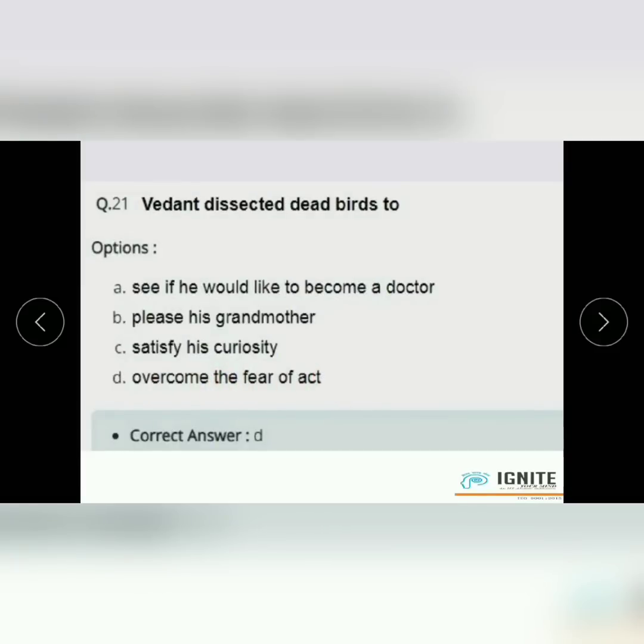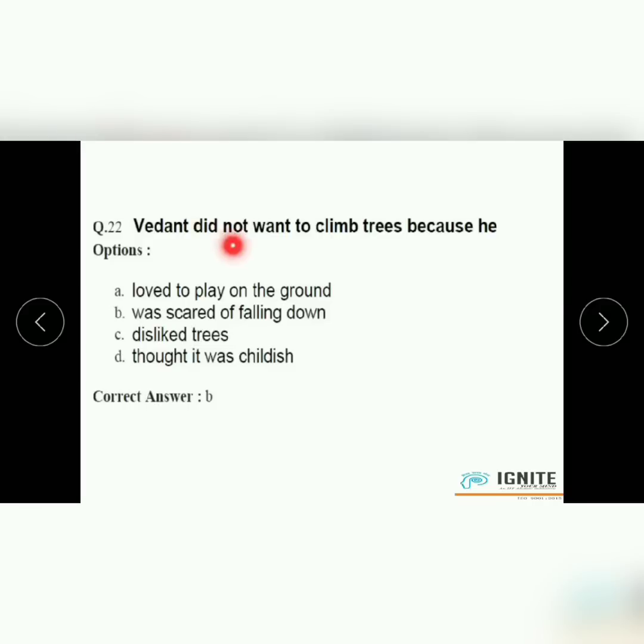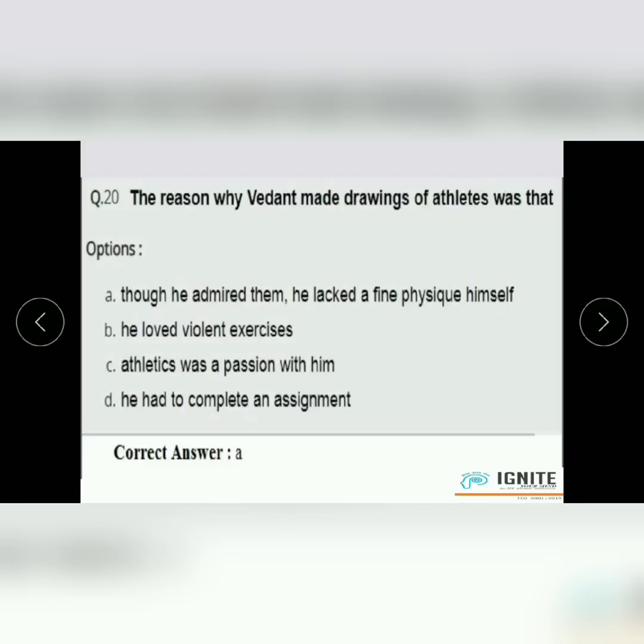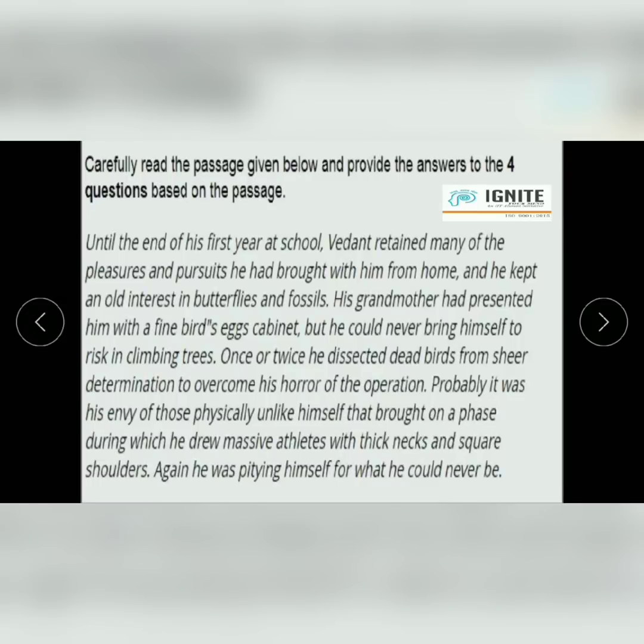Okay. Next, question number 22. Vedant did not want to climb trees because. Options: loved to play on the ground, was scared of falling down, disliked trees, thought it was childish. The answer is scared of falling down, because it is clear from this passage that he could never bring himself to risk climbing trees.